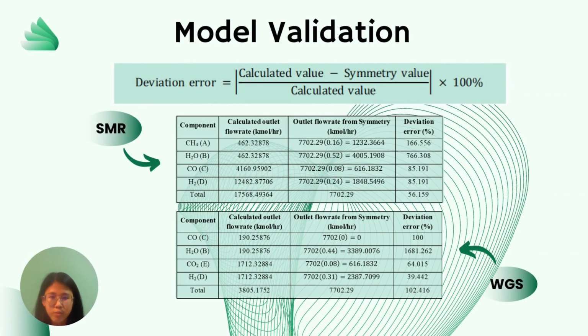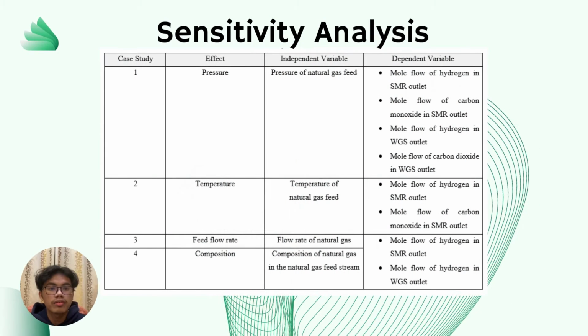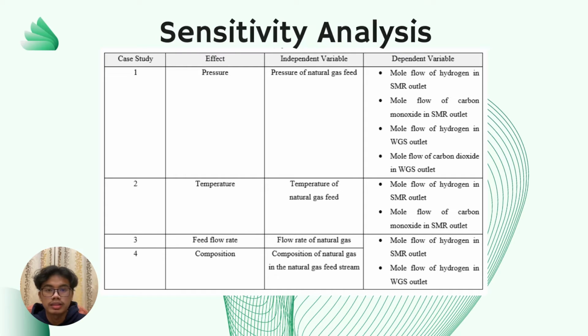To validate the simulation, we can compare the manual calculation and simulation by calculating the deviation error. The deviation error can be calculated using the formula shown. From this table, a relatively high deviation error is seen when comparing the manual calculation and simulation outlet flow rates at both SMR and WGS reactors. In the third part of this course, we have conducted a sensitivity analysis on 4 independent variables, which are pressure, temperature, feed flow rate, and composition on the chosen dependent variable as summarized in the table.